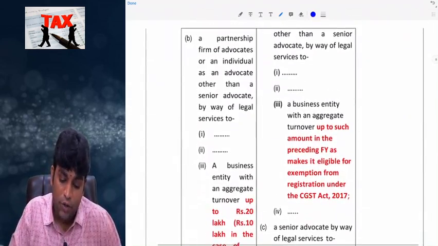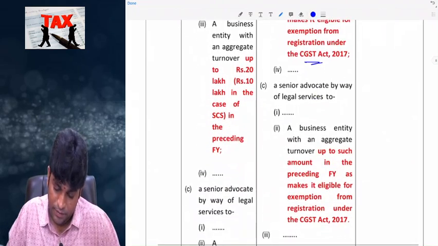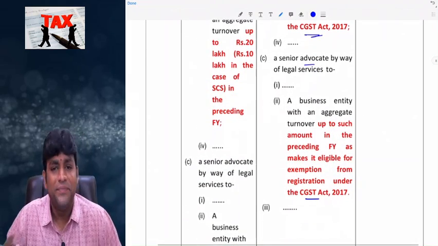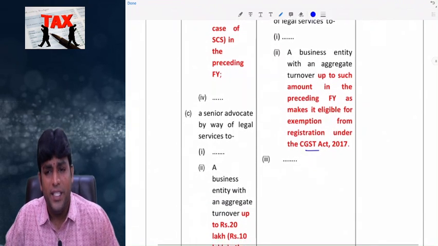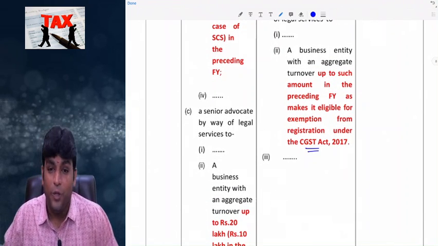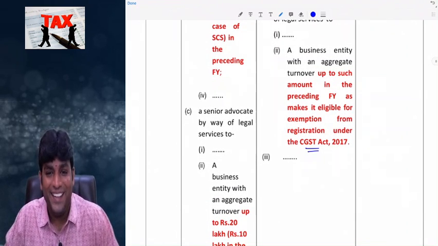The same concept applies here also for advocates. Senior advocate, same point. That means the 10 lakhs, 20 lakhs language they changed to up to such amount up to which registration is not required.